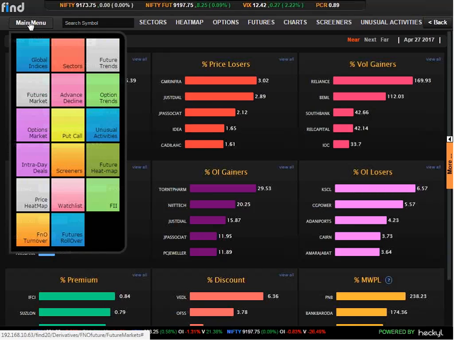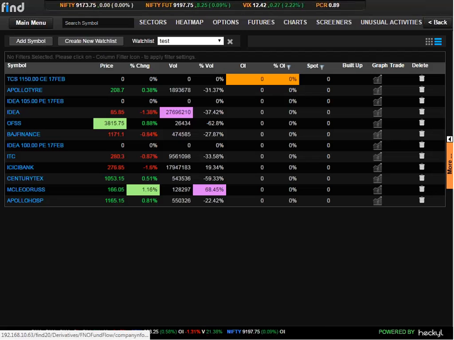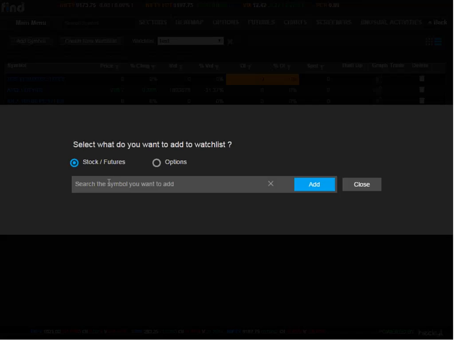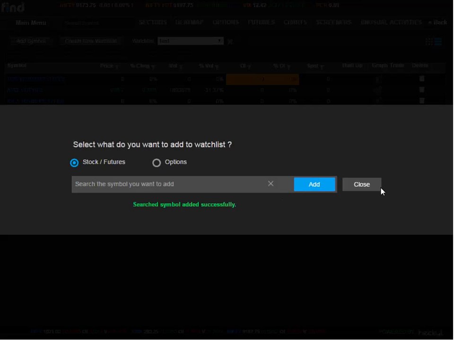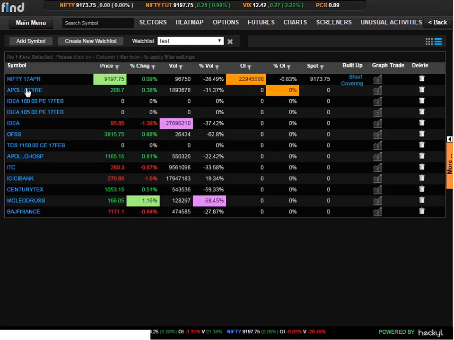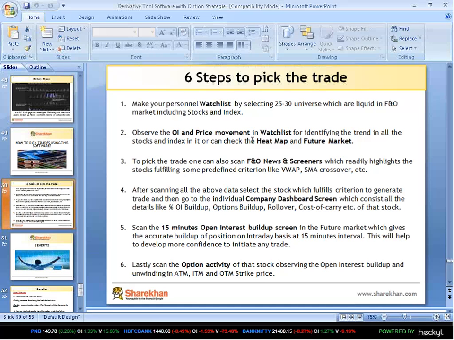How you can do it is, click on the main menu and click on the watch list, and then you can add a symbol or whatever stock you want to add. These are the watch lists which I have created. You can add a symbol, suppose you want to add Nifty into it. It says it's been added, and then you can add 25, 30 stocks into it, which is quite advisable. And then you can observe the OI and price movement on a daily basis.